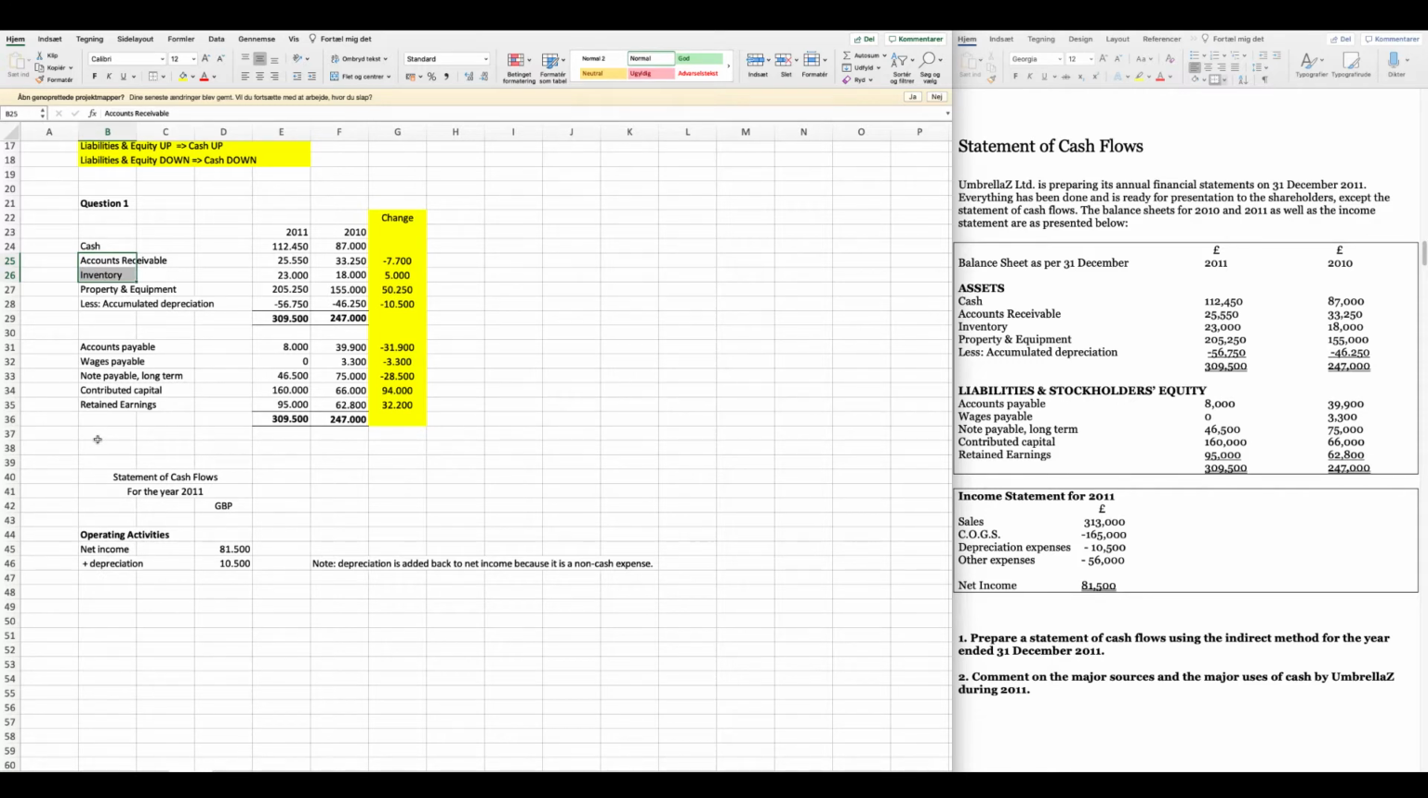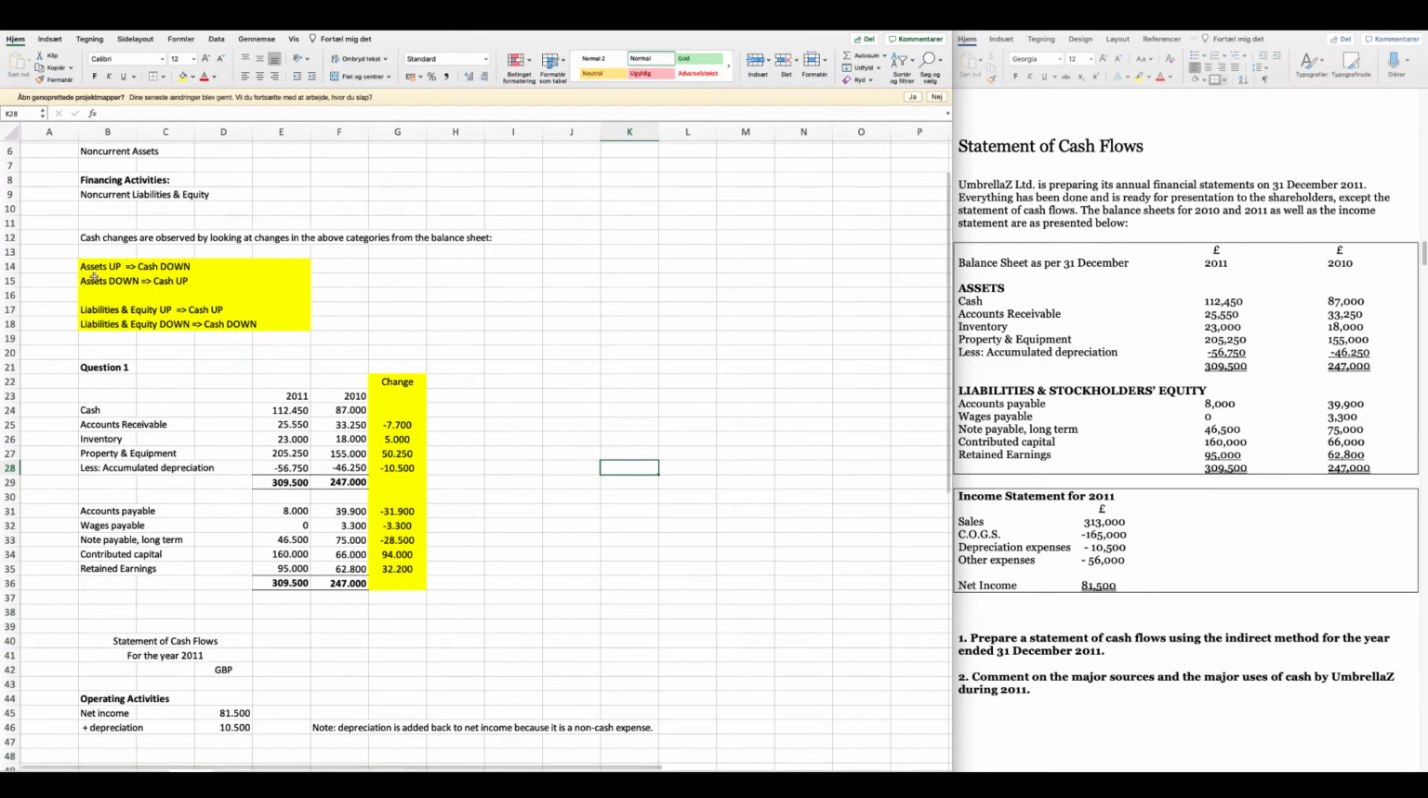And by definition, accounts receivable and inventory will be included here. So what we want to do is take them one by one. In this case, accounts receivable, as you can see here, is decreasing from the beginning to ending balance by 7,700. Now, what does that mean in terms of cash? Let's have a look at the rules from before in case we've forgotten. If assets go down, this is what it says here, it means that cash goes up, right?